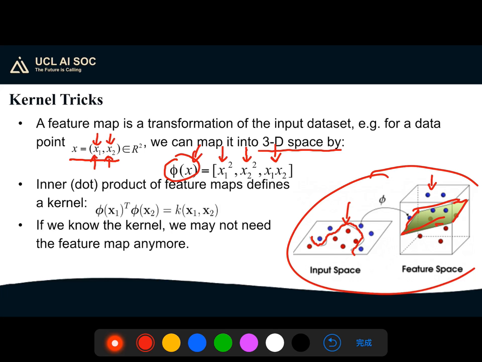Okay, so the kernel, finally, we can move to that. The kernel is defined as the inner dot product of feature maps, that is given like this, okay? So that means if we know the kernel, because the kernel is the inner product of that, we might not need to know the feature maps anymore. Because as you can see later on, the feature maps can have infinite terms or many terms or an implicit expression that we cannot know. In fact, if we know the kernel, we don't have to know the feature map. The kernel implicitly contains the transformation of the feature map.